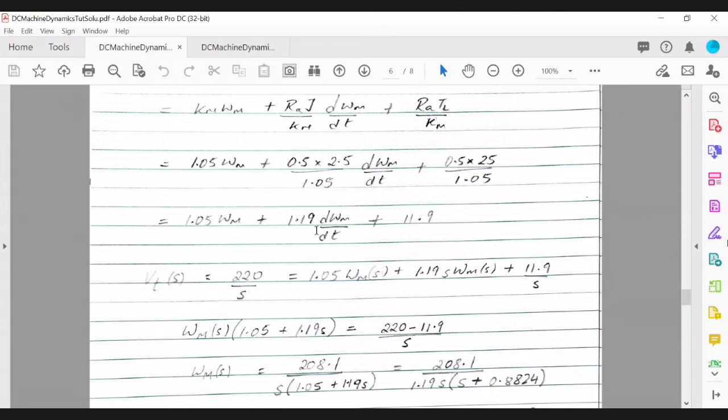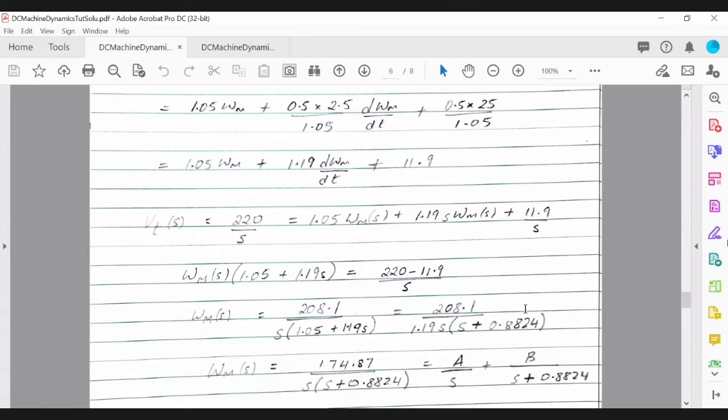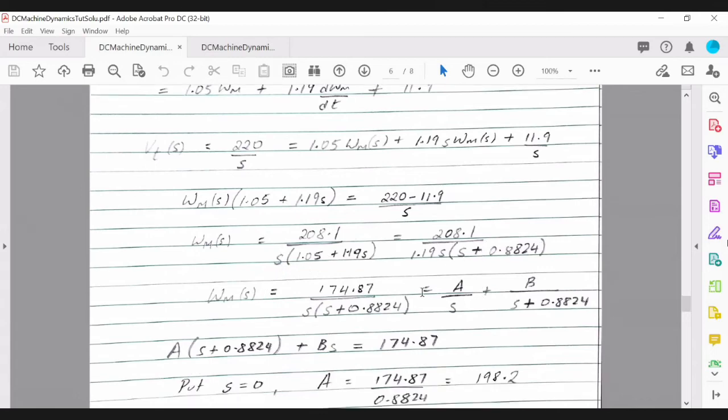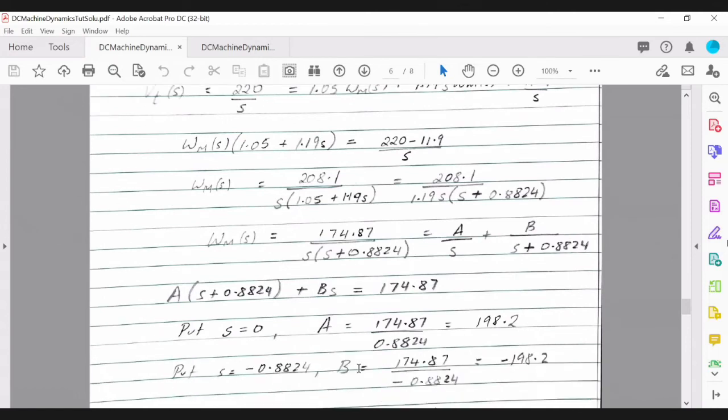This one will become, this is a differential of omega m, so it will be S omega m s. And the constant will become 11.9 over S. So that's applying Laplace transform to this equation, and then we can basically solve for omega m. Again, you can see that to simplify the equation in Laplace transform, you will need to apply partial fraction expansion and basically solve for A and B.